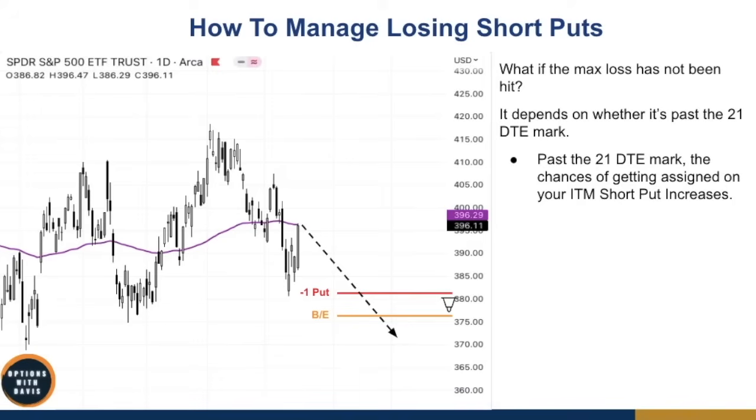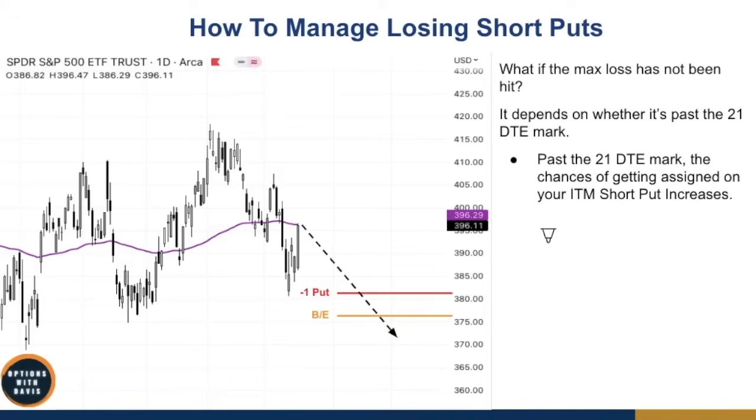And if you do not have the amount, then guess what? The broker could put you into a margin call where you need to either put up more funds or they may liquidate your position for a loss, right? So this is one thing that you want to avoid, and the way you can avoid this is by not letting this option trade go past the 21 days to expiration mark.